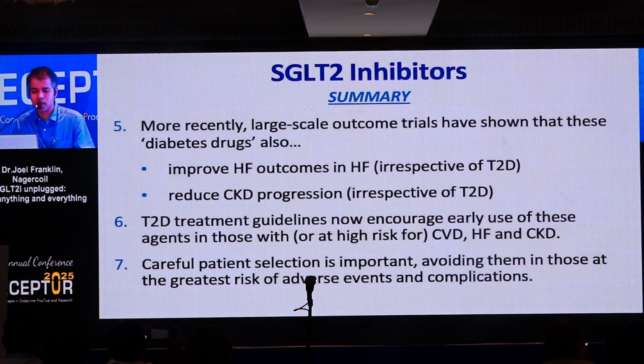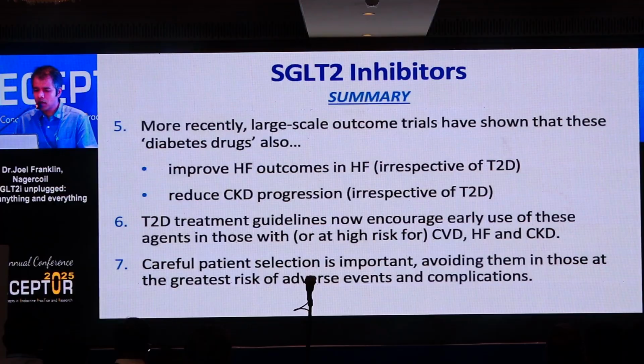And more recently, large-scale outcome trials have shown that these drugs also improve heart failure outcomes in heart failure, irrespective of the diabetic status, and reduce CKD progression, irrespective of type 2 diabetes. And type 2 diabetes treatment guidelines now encourage early use of these agents in those with cardiovascular disease, heart failure, and CKD. Careful patient selection is important, avoiding them in those at the greatest risk of adverse events and complications.